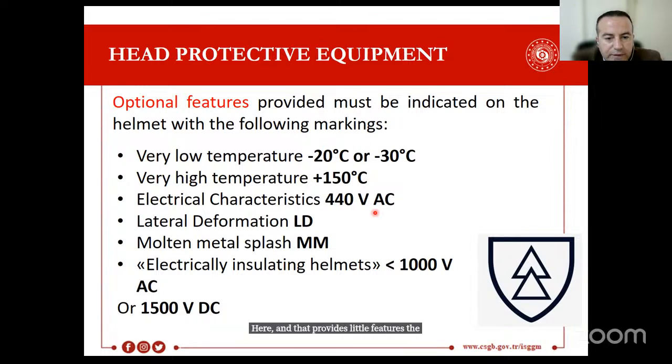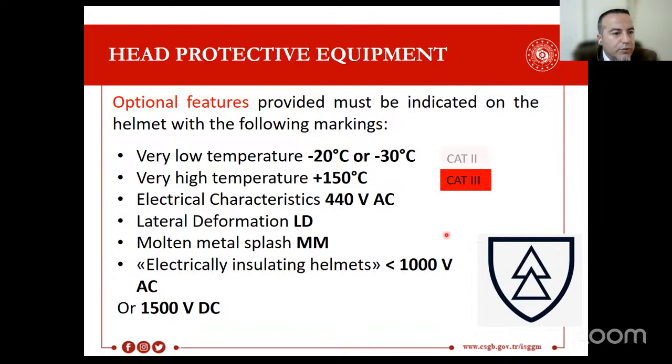The leakage current should be less than 1.2 milliampere in case of voltage contact at certain points. This feature is intended to protect the helmet user in case of short-term accidental contact with an electrical conductor in work environments where they are dangerous from low voltage electricity. This type of helmet should have the phrase 440 volt alternating current here. And electrically insulated helmets are used for works performed under loads with voltages not exceeding 1000 volt alternating current or 1500 volt direct current according to standard number EN 50365.